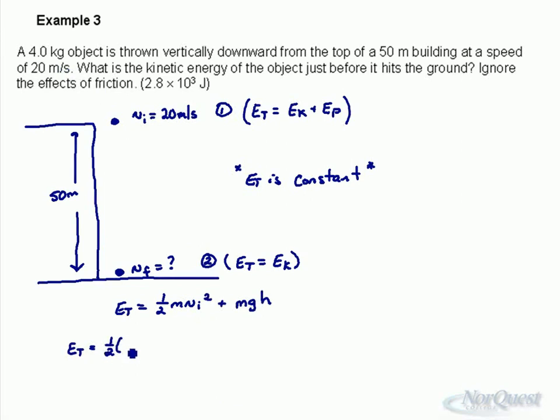1/2 times 4.0 kilograms times the initial velocity, 20 meters per second, squared, plus 4.0 kilograms times 9.81 newtons per kilogram times 50 meters. Punch that in on your calculator. And again, I'm just going to punch it in to verify my answer.